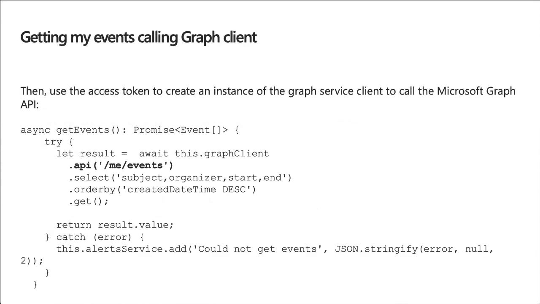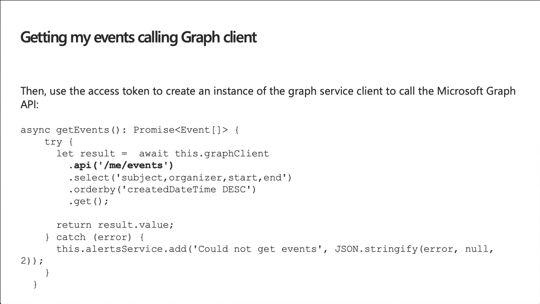Now, how do I call the Microsoft Graph and get events from my calendar? I'm just going to use the Graph client. So I'm going to call this.graphClient, and for the API, I'm going to point to the endpoint /me/events. Of course, there are other options I could do with this. I could say just me and then events.